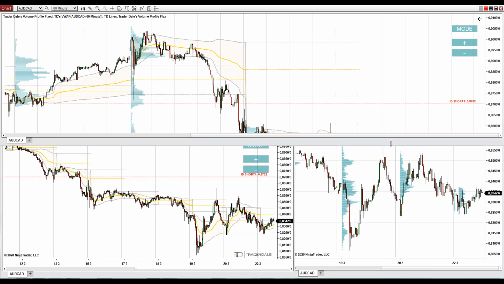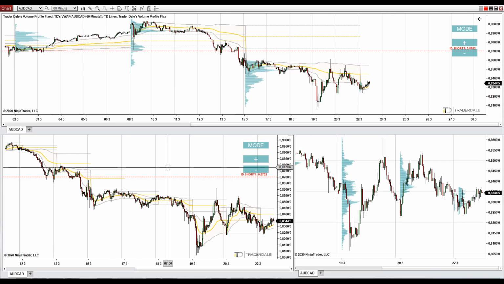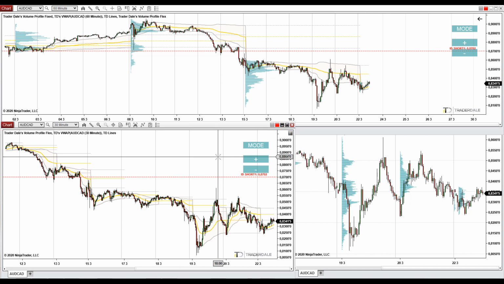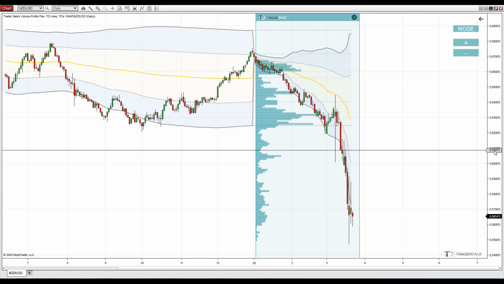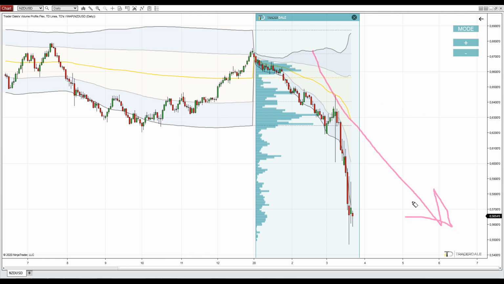Let's now have a look at the daily chart of the New Zealand dollar, US dollar. There is a swing trading idea which I would like to show you. So this is the New Zealand dollar, US dollar. As you can see, currently the price is pushing downwards really aggressively. So there is an aggressive downtrend.